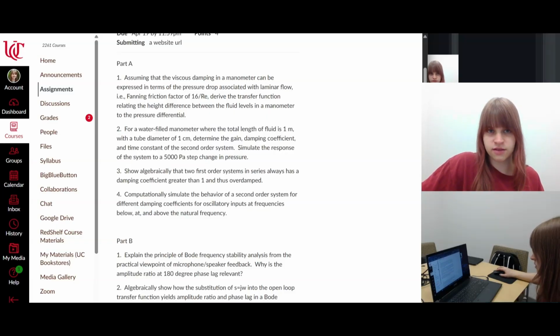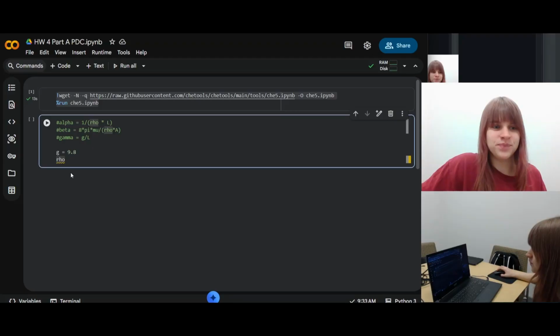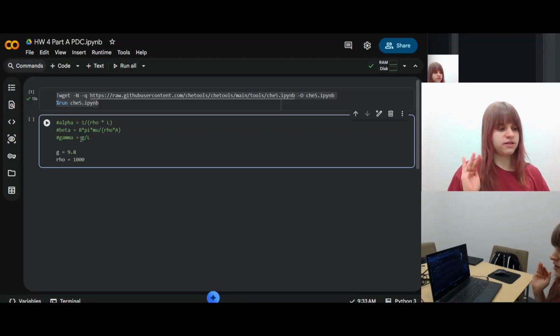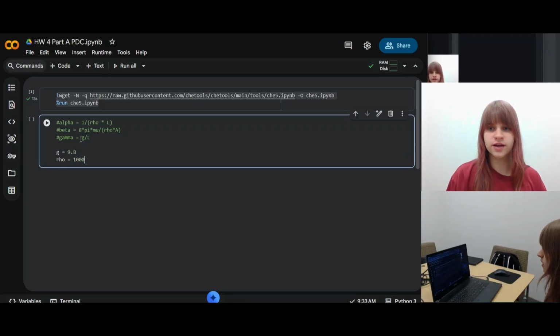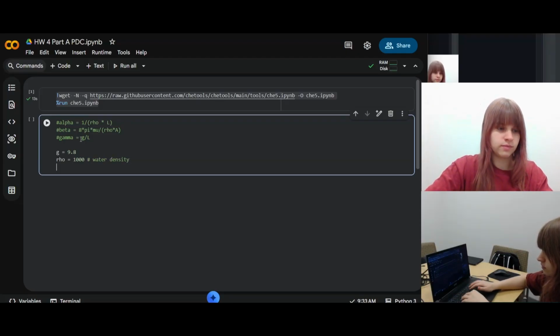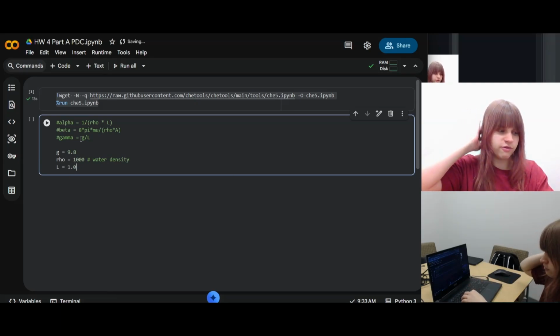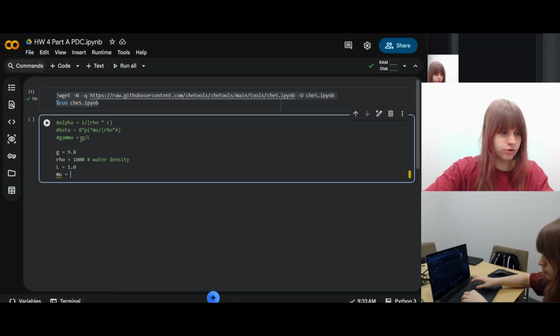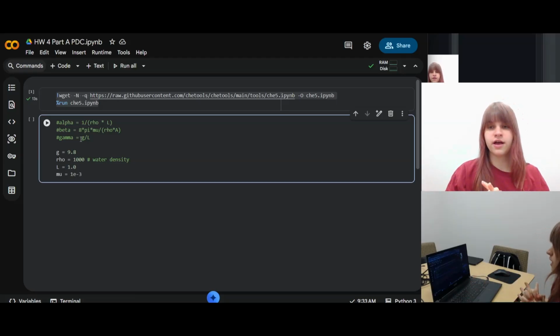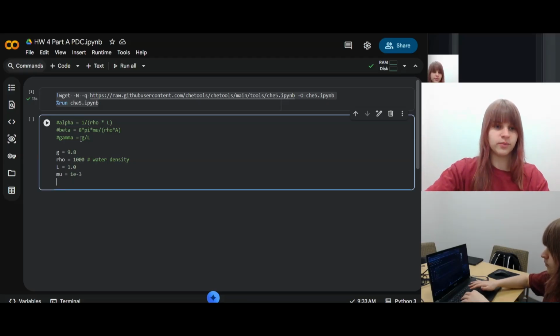So there's a few things that we want here. As I was saying, I have my gravity, our rho, that's 1,000. This is kilograms per meter cubed, and that's for water. We also need the length. We have length of 1. Mu is 1 times 10 to the negative third. That is the dynamic viscosity of water.